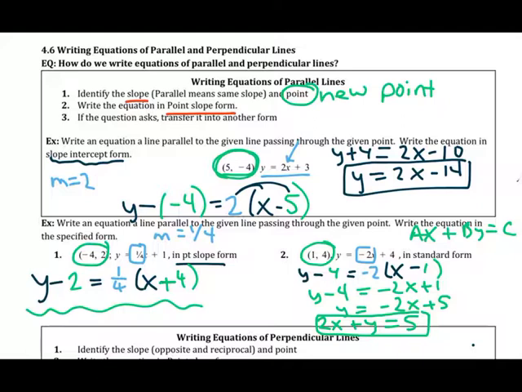So, writing the equation of a parallel line: find the slope that you need your line to be parallel to, keep it exactly the same. Find the point that passes through your new line and write it in point-slope form. If the question asks you to transition it to a different form, do that by distributing and moving variables and constants as needed. All right, let's talk about perpendicular lines.